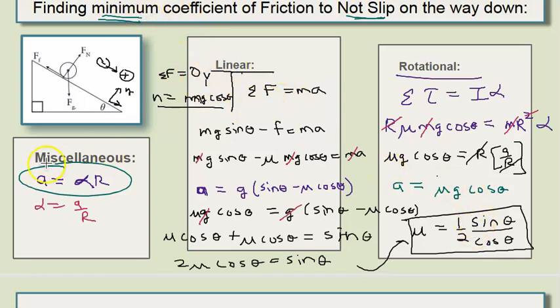Again, I can't stress enough, it's taken me 20 years to figure this out, but set up your columns. It just helps you organize what you're doing, and it will help you not get frustrated because you realize I've got to fill out all these things. It'll just help you focus and figure out what you haven't done yet so that you know where to go. I think it'll just make it so much faster. Okay, so that is the minimum coefficient to not slip on the way down.